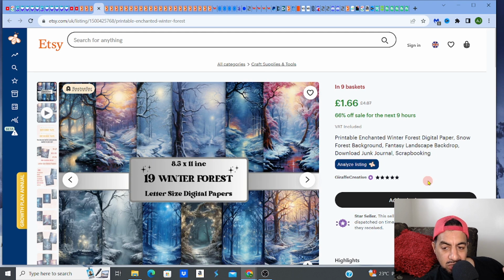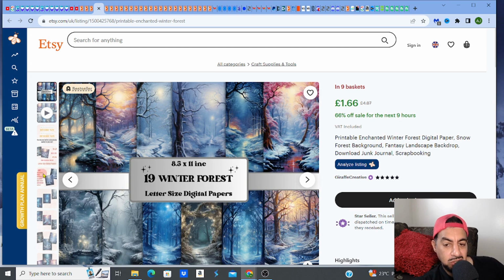So they got this enchanted winter forest. Maybe that enchanted winter forest doesn't have as much demand. They got this fantasy thing. They got this junk journal and scrapbooking thing, which again people look for. 19 winter forests. I personally would do a lot more in a bundle because people search for bundles. If you look at keywords and what people look for, a lot of people actually look for big bundles. And if you're able to do lots of designs with things that work, I think you're going to have a fantastic chance of selling.